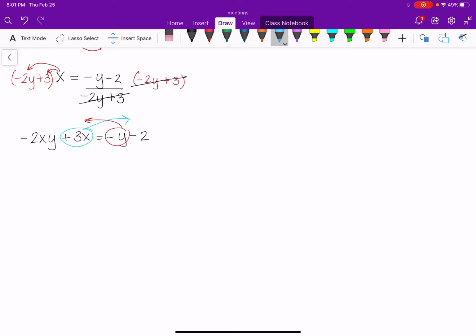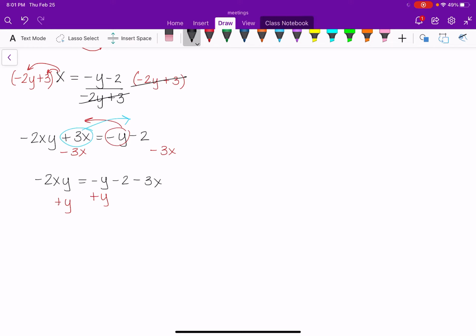That's up to you. I'm going to go ahead and move the 3x first, and I'm going to do this one piece at a time. I'm going to subtract that 3x. I'm just going to put him at the end here. So now we have negative 2xy equals negative y minus 2 minus 3x. Now we're going to move that y. Since he's a minus y, we're going to add him to both sides.